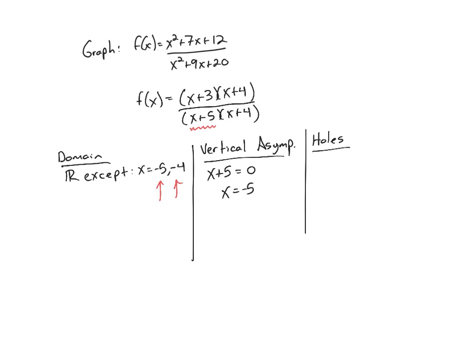If I have factors of the denominator that are not in the numerator, then those create vertical asymptotes. If you look at the x plus 4, now I have factors of the denominator that are also in the numerator. That creates a hole in the graph. So we have x plus 4 is equal to 0, or x equals -4.